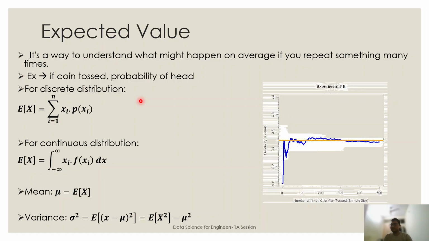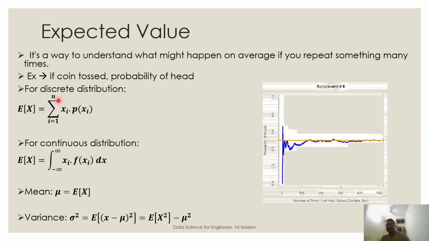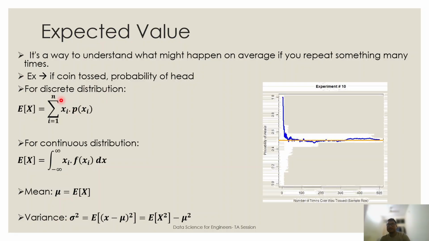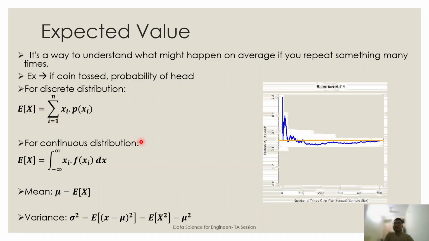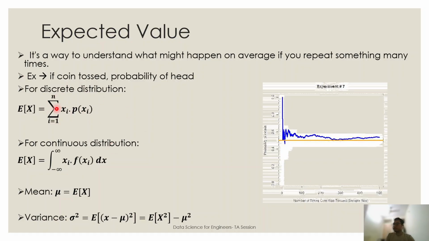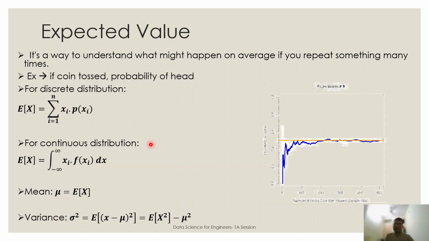So for a discrete distribution, how do you calculate the expected value? It's your particular event multiplied by the probability of getting that event, and then you sum over all those events which are going to happen.